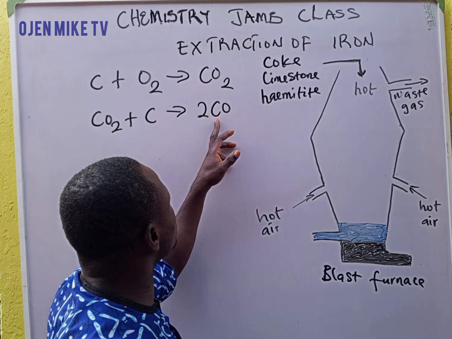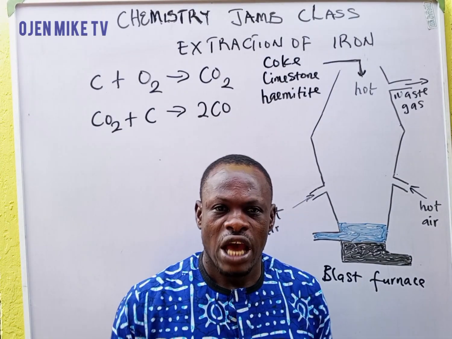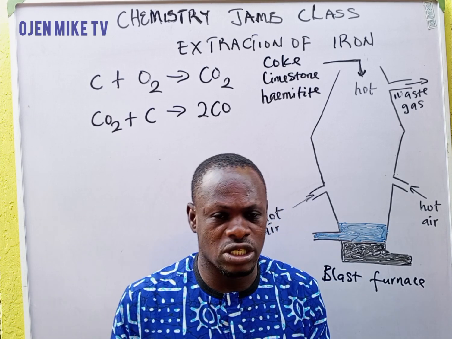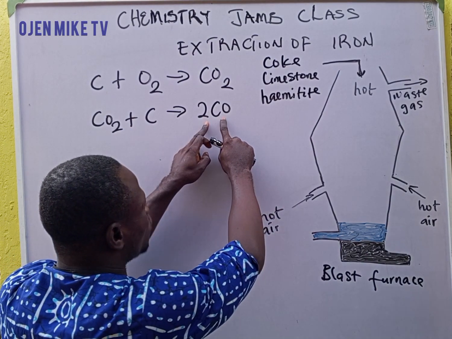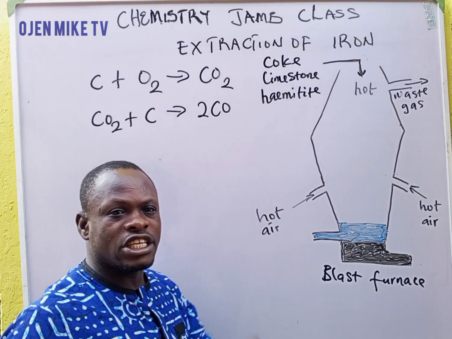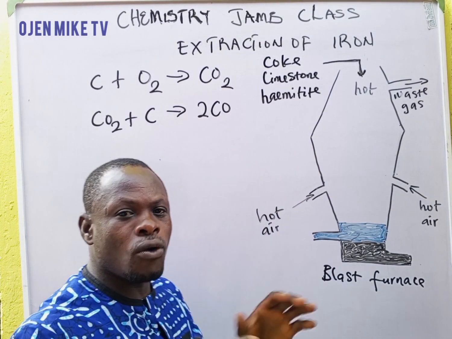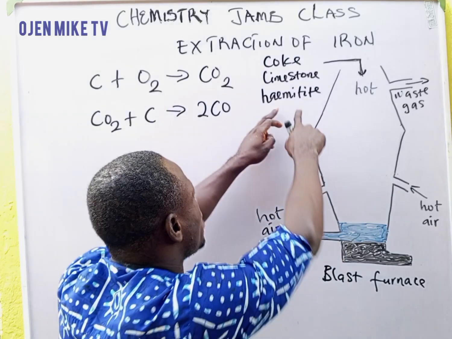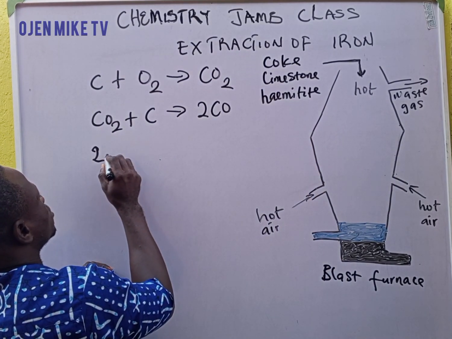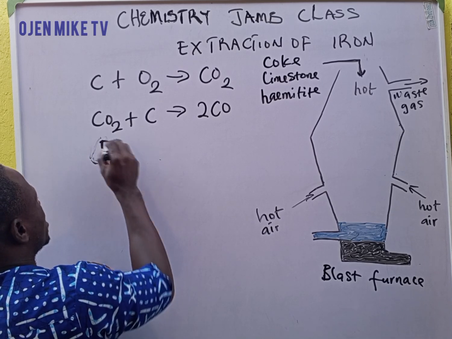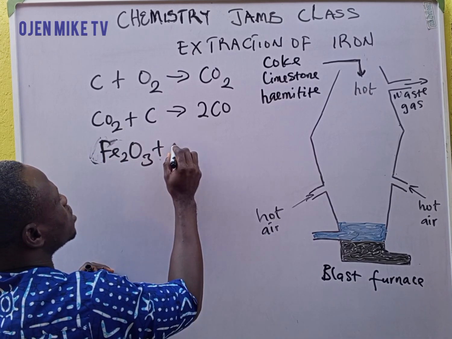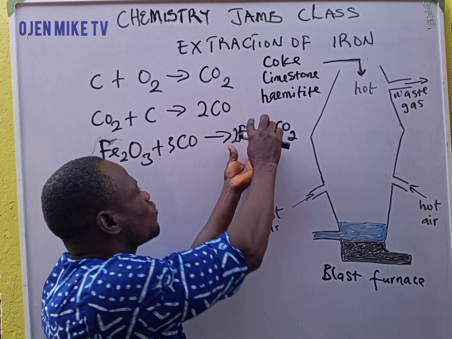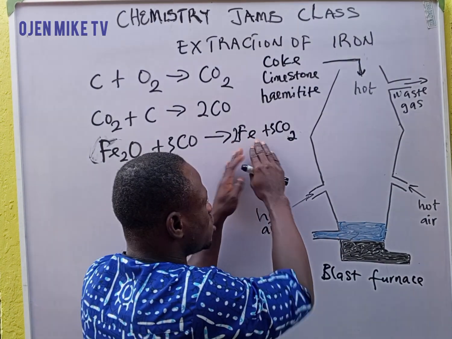Now, this carbon monoxide that is formed is a reducing agent. This reducing agent will help to reduce iron. Remember, we are looking for iron, not iron with other impurities. It is this carbon monoxide that will help you to reduce that iron. This carbon monoxide will then react with the hematite. Hematite is Fe2O3, plus CO, will give you iron. Now, you have gotten your iron.